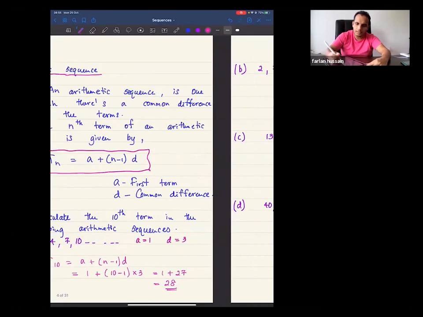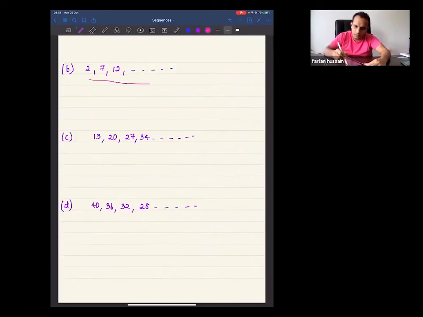Then let me take another example. 2, 7, 12, and so on. Which means here the first term is 2. Common difference is how much? 7 minus 2 is 5. 12 minus 7 is 5. So the common difference is 5.